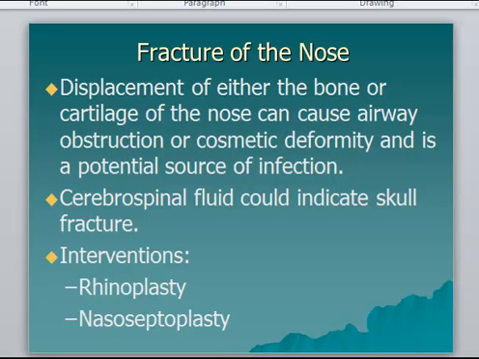Fracture of the nose starts in chapter 31 in IGGI and on page 581 if you have the new book. Remember that nasal fractures often result from injuries from falls, sporting activities, car crashes, or any kind of physical assaults. If the bone or the cartilage isn't displaced, serious complications usually don't result. Displacement, though, of either the bone or the cartilage can cause airway obstruction or cosmetic deformity, and it is always a potential source of infection.